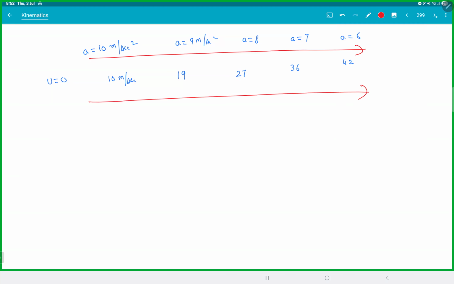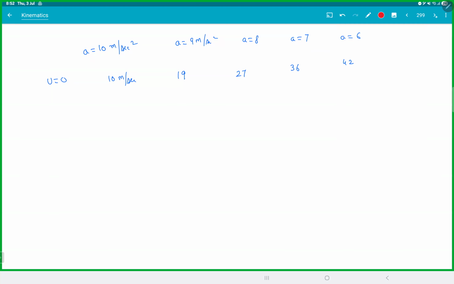The misconception you guys have is, since A is decreasing, speed also should decrease. What is A? A is telling you the rate of change of velocity, means A is telling you how much the velocity will change. If the value of A is decreasing, that means the speed is still increasing. As long as it is positive, speed will still increase, but it is not increasing as fast as before. Is that making sense?